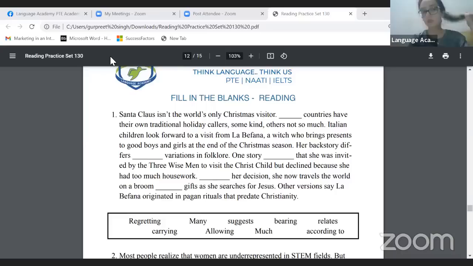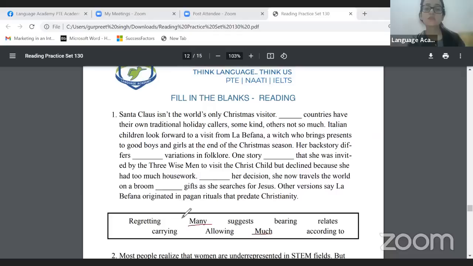Okay, let's begin the discussion. Santa Claus isn't the world's only Christmas visitor. Dash countries have their own traditional holiday colors. So what we have in capitals is many countries or much countries. Countries is a countable noun. Much comes with uncountable things. So we will select many countries have their own traditional holiday colors.